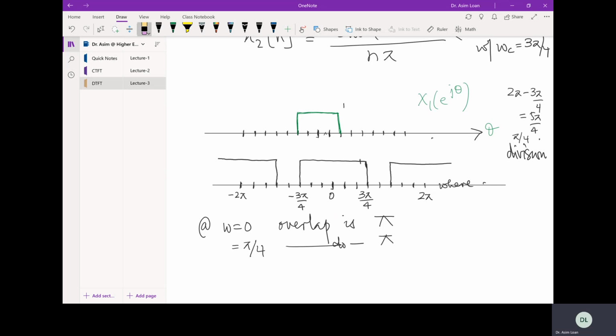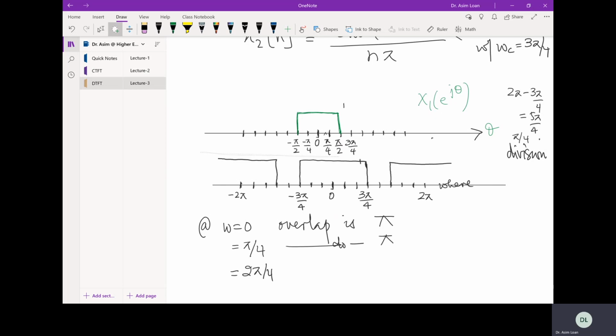And let me write here. This is 0, this is pi by 4, this is pi by 2, this is 3 pi by 4, this is minus pi by 4, this is minus pi by 2. So what we want to do here is shift by another 2 pi by 4, which is equal to pi by 2, so it means my 0 has to be on top of this pi. So let's see what happens.